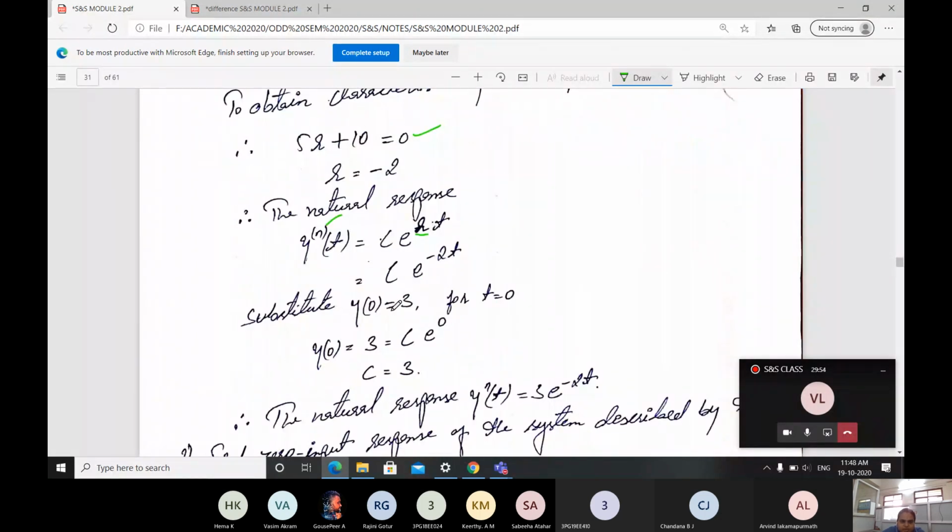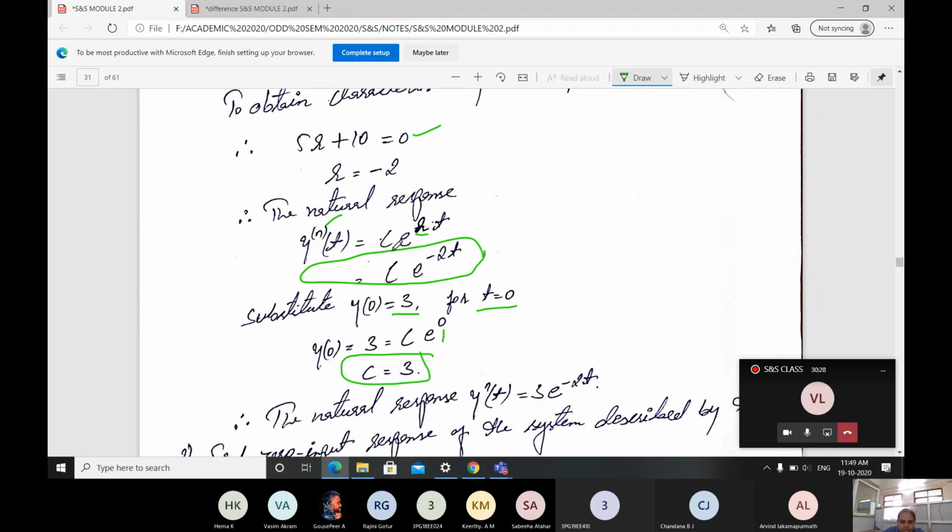Substitute y of 0 equals 3 for t equals 0. Then what you have to do is substitute t as 0 in this equation. y of 0 is going to be equal to 3. y of 0 is nothing but 3, then t is going to be 0, c e power minus 2 times 0, what is given as 0 only, right? Therefore c, e power 0 is 1 only, therefore what will we get, c is taken as 3.